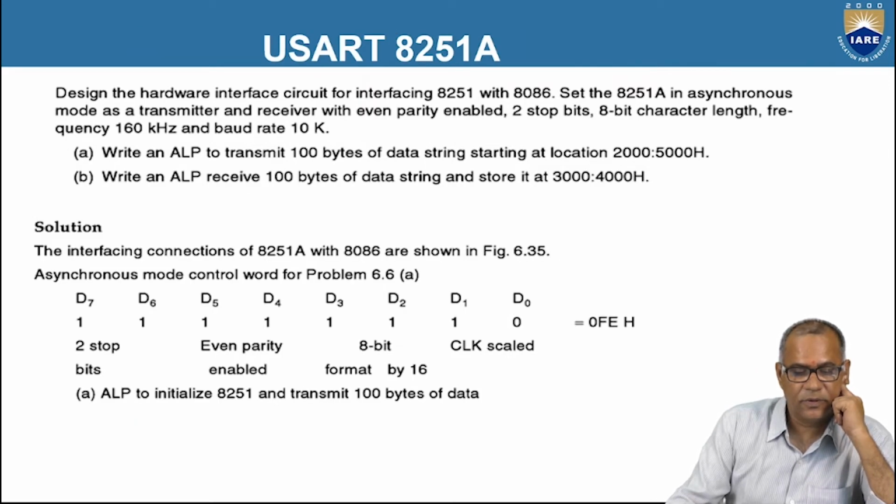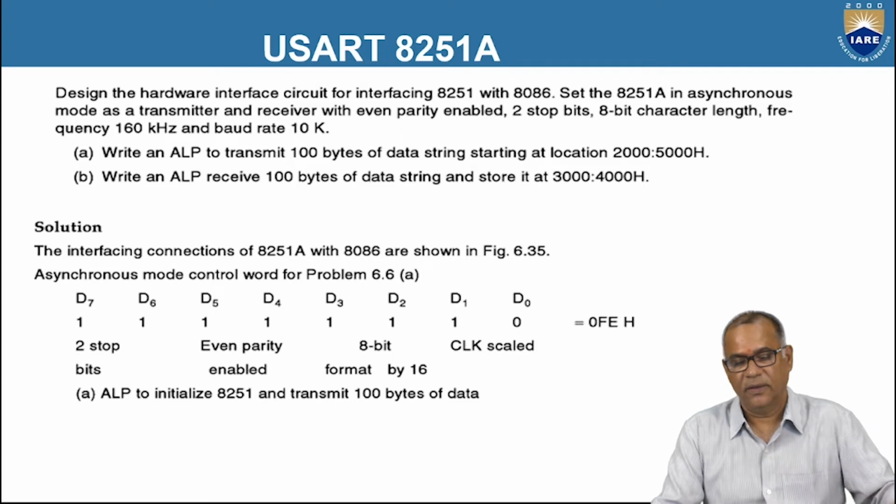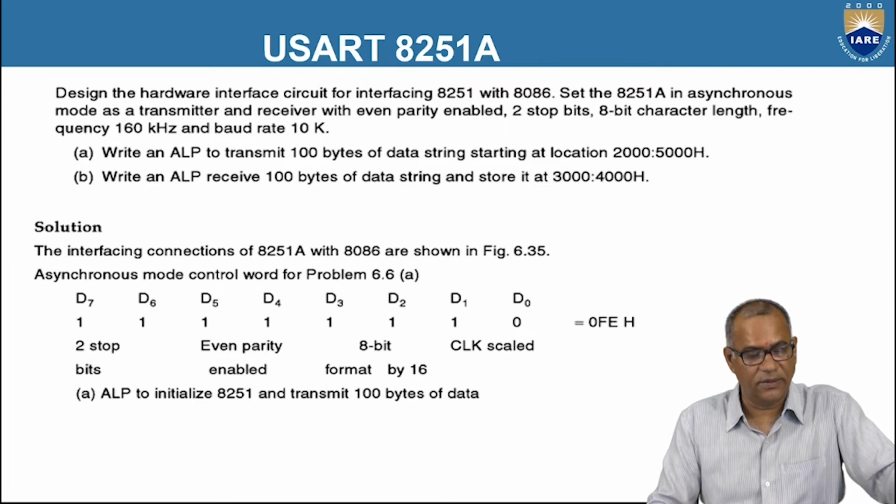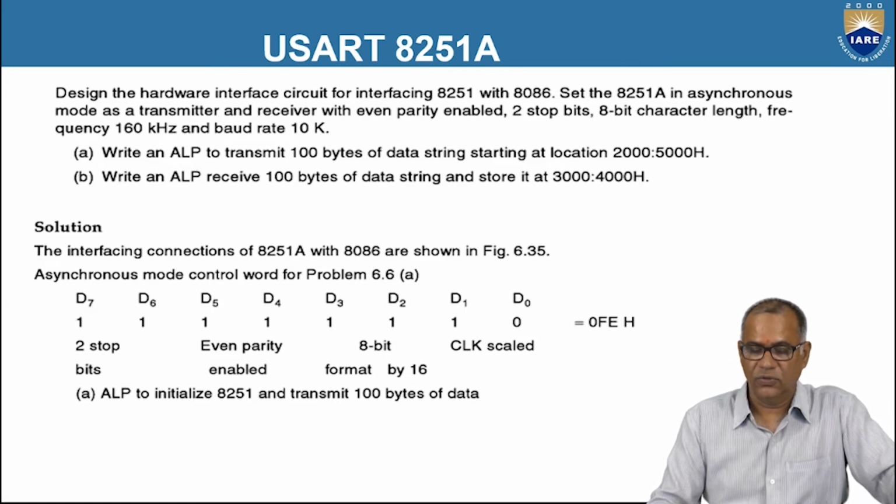Now let us see this program. Design the hardware interface circuit for interfacing 8251 with 8086 and set the 8251A in asynchronous mode as a transmitter and receiver with even parity enabled, and two stop bits, 8 bits character length and frequency 160 kHz, baud rate 10K. So write an ALP to transmit 100 bytes of data string starting at the location 2000H and 500H.